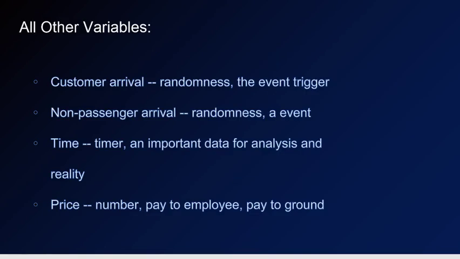The other variables involved in the simulation: the first one is customer arrival, like the inter-arrival time of each customer. It's random, so it's also the event trigger. The customer arrives and triggers the entire flow. If there are no customers in the queue or anywhere, the process will be in an idle status. Then there's non-passenger arrival, which is special for security checking. It's also a random event. The pilot or flight personnel may or may not show up, and if they show up, they are assigned a higher priority to get into the security scan queue.